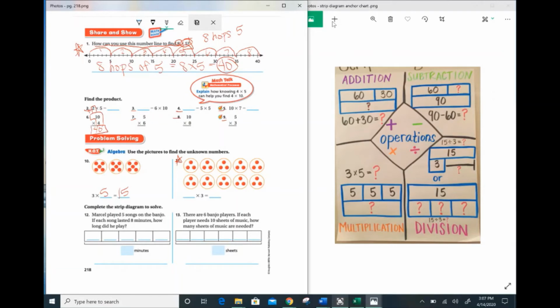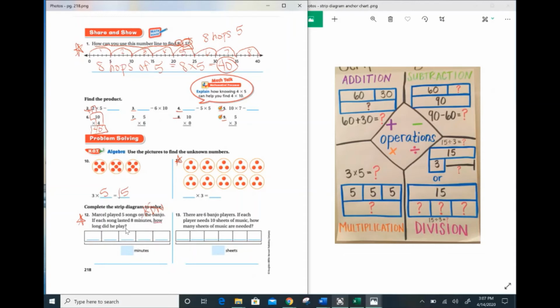We're going to do number 12 now. Now for this one, boys and girls, we're going to use this anchor chart for our multiplication strip diagram. So let's go ahead and write read, draw, write. So Marcel played 5 songs on the banjo. If each song lasted 8 minutes, how long did he play?